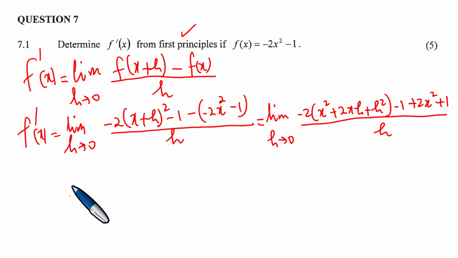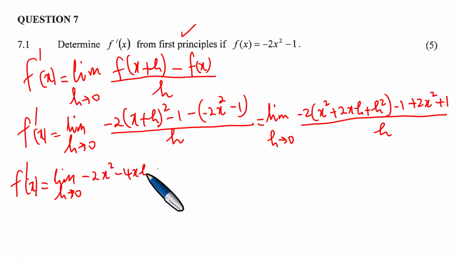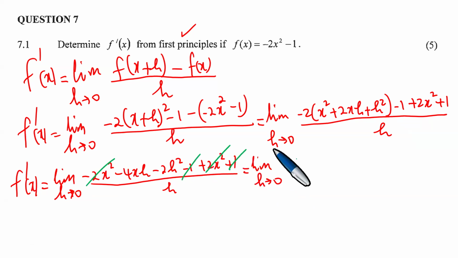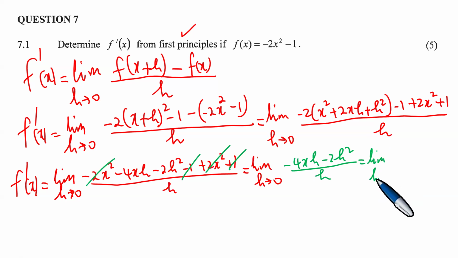Then we have f prime of x, which is the limit as h tends to 0. By distribution here, we're going to have minus 2x squared minus 4xh, because minus 2 times h squared is minus 2h squared, minus 1 plus 2x squared plus 1, all divided by h. Let us deal with the cancellations of terms: minus 2x squared and 2x squared cancel out, minus 1 and 1 cancel out, and we have minus 4xh minus 2h squared, all divided by h, as the limit as h approaches 0.